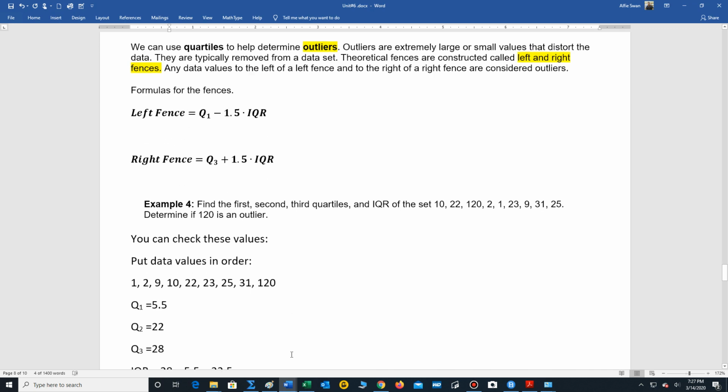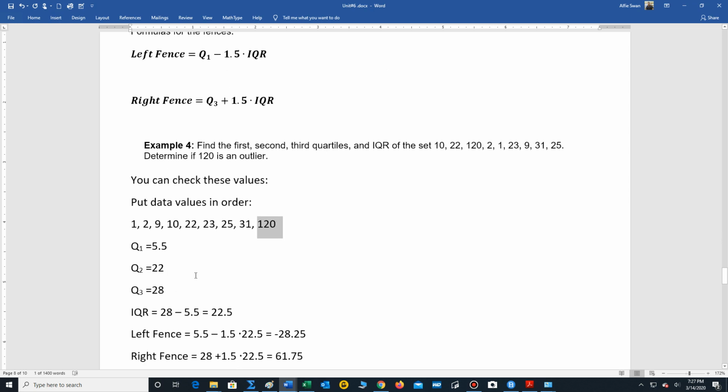So let's take a look at our next example. We have a set of data values. First step, we put them in order. Right away we can kind of recognize that 120 looks like it doesn't belong to this data set. So that potentially may be the outlier. We use our techniques that we previously learned, and you could just kind of test this out, but Q sub 1 is 5.5, Q sub 2 is 22, and Q sub 3 is 28.